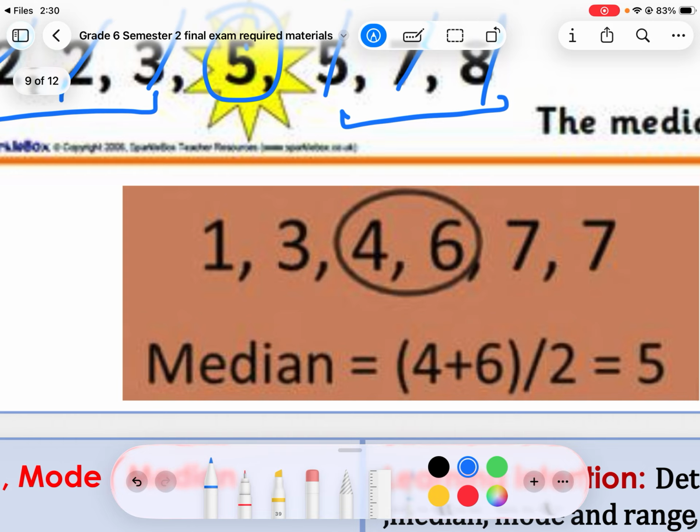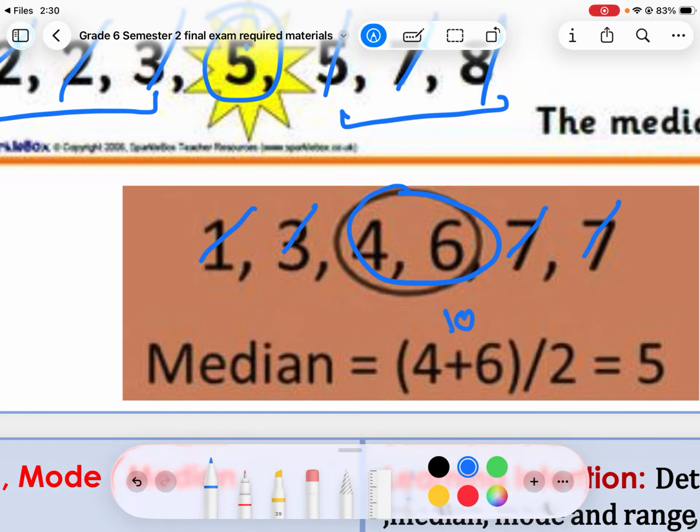After we ordered and after we crossed the numbers, as you can see, I ended up with 2 crosses on the right and 2 crosses on the left. So I ended up with 2 values in the middle. In this case, we have to take their average. What does that mean? It means we just have to add them and divide by 2. So 4 plus 6 is 10, and 10 divided by 2 is 5.